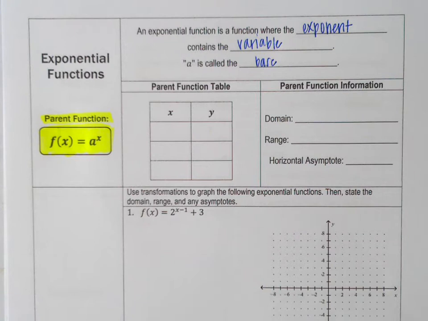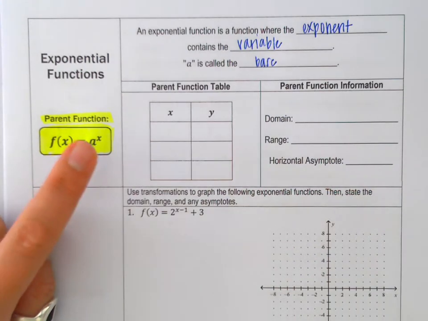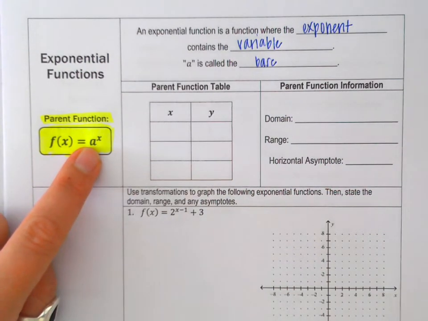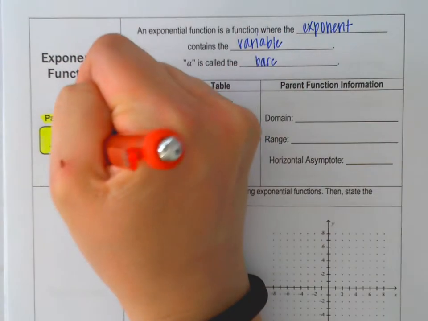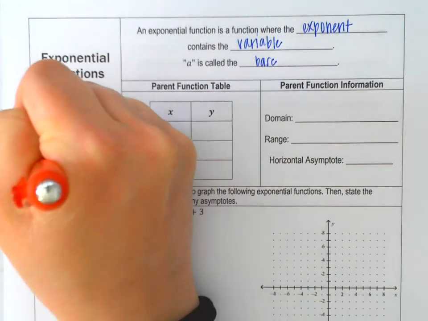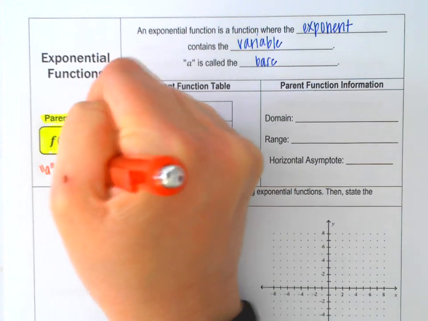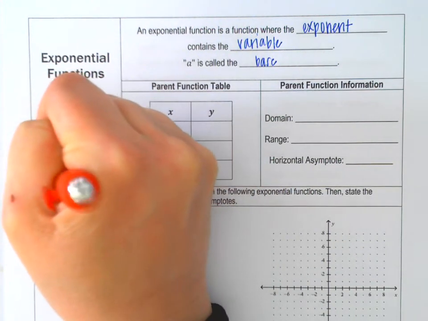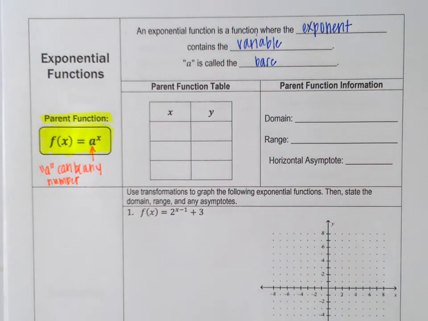Okay, so let's first talk about our parent function table. Our parent function table changes depending on what my base is. My base here, we're just going to use A, and A can be any number. It can be a fraction, a decimal, a whole number, it can be negative, it can be any number that you pick.